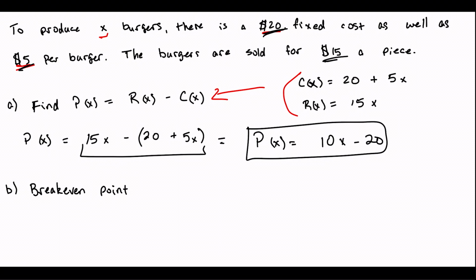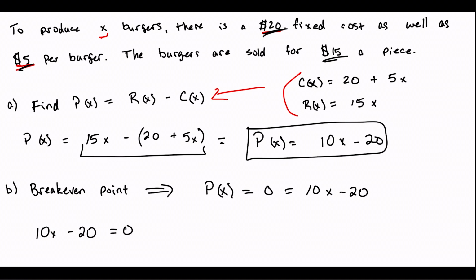Then they want us to find the break-even point. The important part here is break-even point. That means when you don't make anything. Profit is 0. I don't care how many burgers you're selling, profit is equal to 0. So what you're doing essentially is just setting the profit equation equal to 0. Again, the profit equation, which we just found to be 10x minus 20, equal to 0.